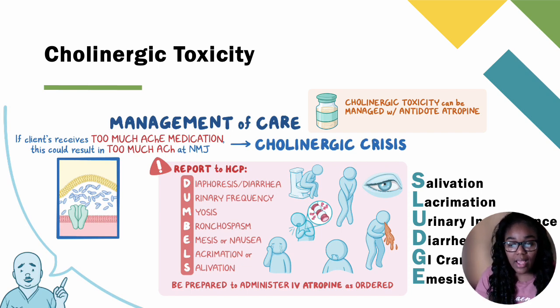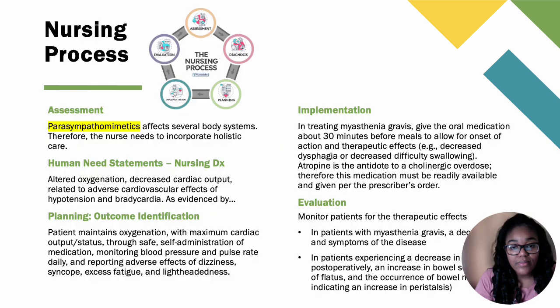So again, you'll see salivation, lacrimation, urinary incontinence, diarrhea, GI cramps, and emesis, but this could ultimately lead to a cholinergic crisis. And if the symptoms are considered severe enough, you will have to administer atropine as the antidote to your cholinergics. So next we'll talk about our nursing process.